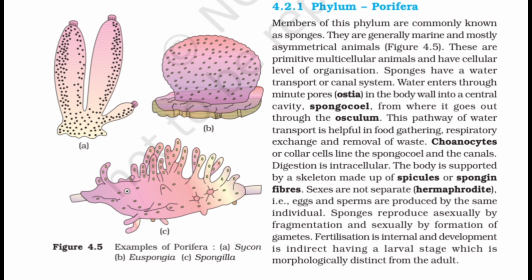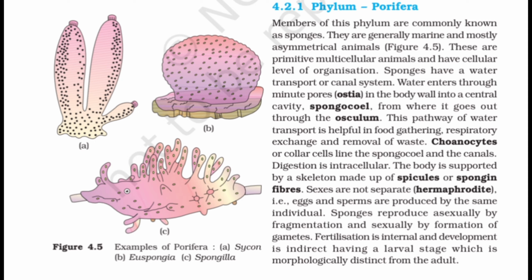Water enters through the minute pores ostia in the body wall into a central cavity spongocoel from where it goes out through the osculum. This pathway of water transport is helpful in food gathering, respiratory exchange and removal of waste. Choanocytes or collar cells line the spongocoel and the canal. The digestion is intracellular. The body is supported by a skeleton made up of spicules or spongin fibers.